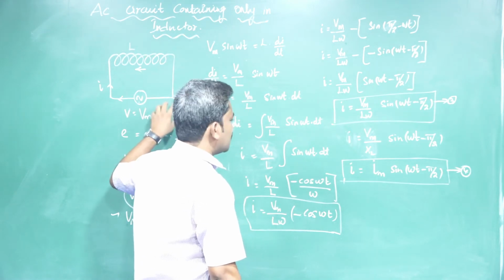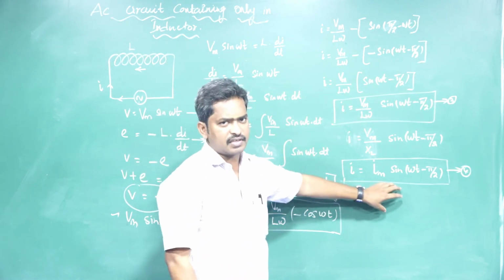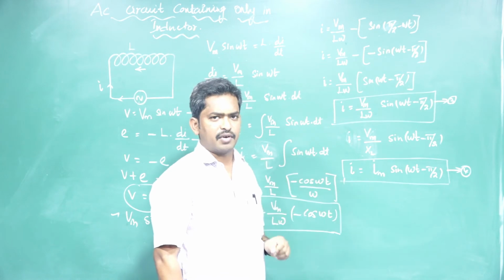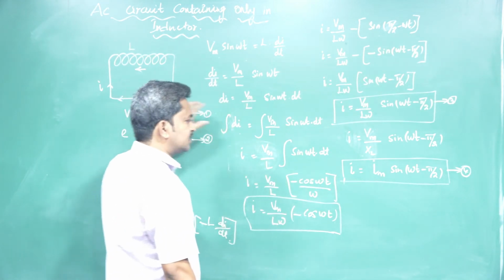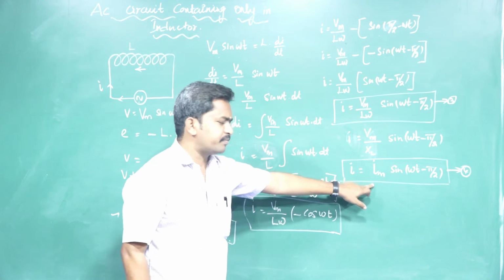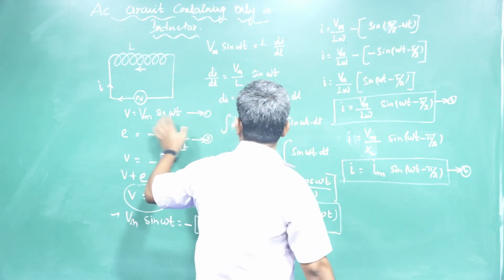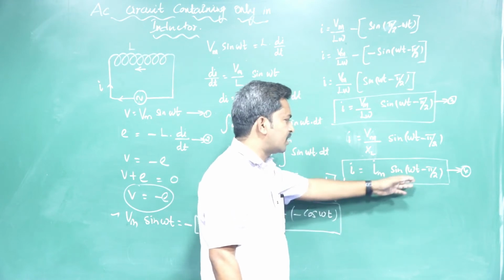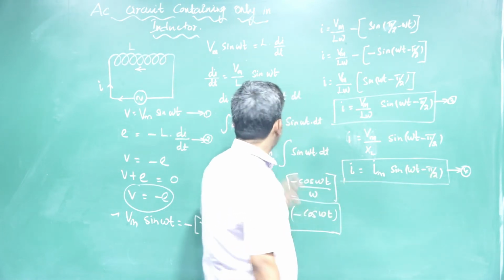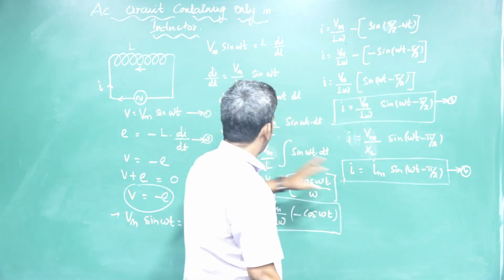Voltage leads current by a phase angle of pi by 2. It's a very important one. So one more question. Voltage is lead compared to I, but I is lag. Compared to voltage, the I value is lagging by a phase angle of pi by 2. Then the voltage is lead.